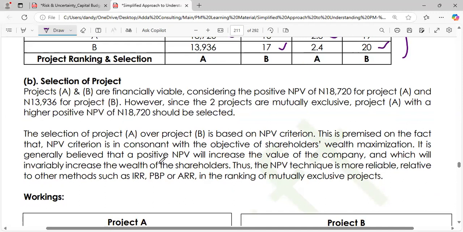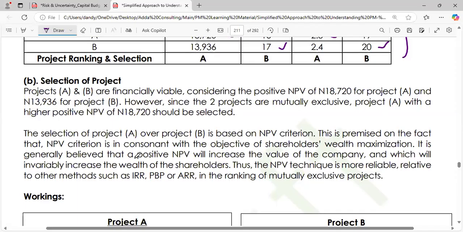Thus, the NPV technique is more reliable relative to other methods such as IRR, payback period, or accounting rate of return in the ranking of mutually exclusive projects. So that is it. That's the question.